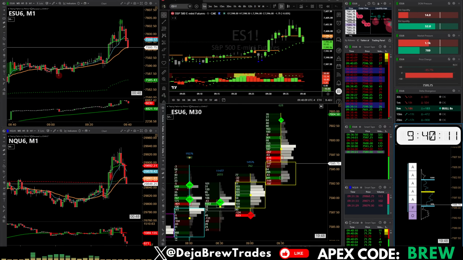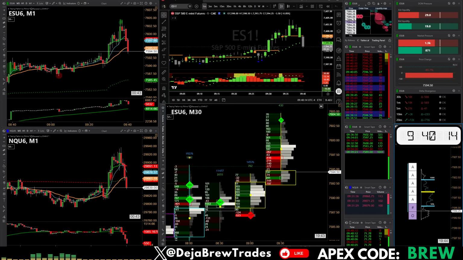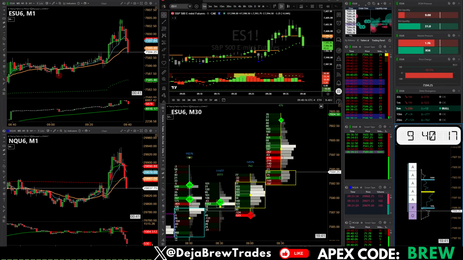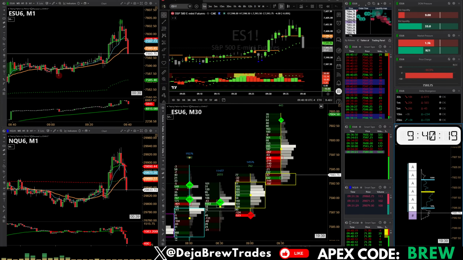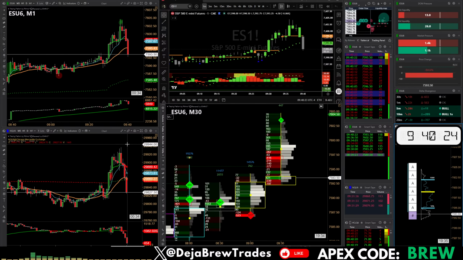And here is the rejection from that exhaustion, pulling back into the trail and the 24. A lot of bearish delta on NASDAQ. You are losing VWAP immediately. Keep an eye on VWAP around 85 here on ES.